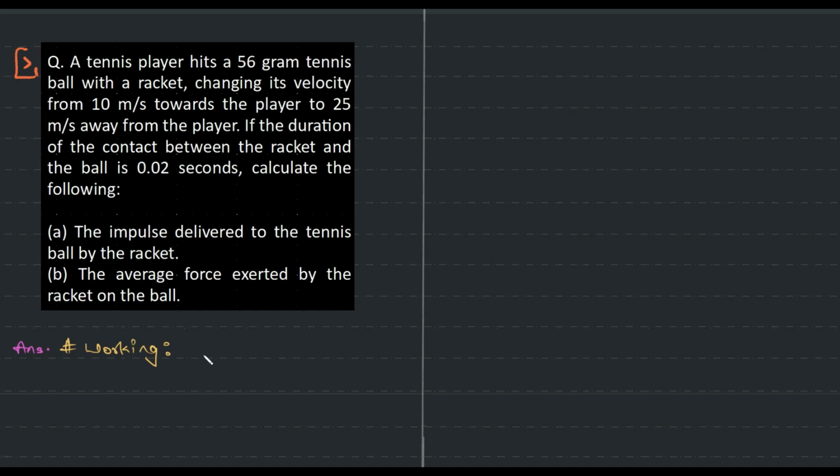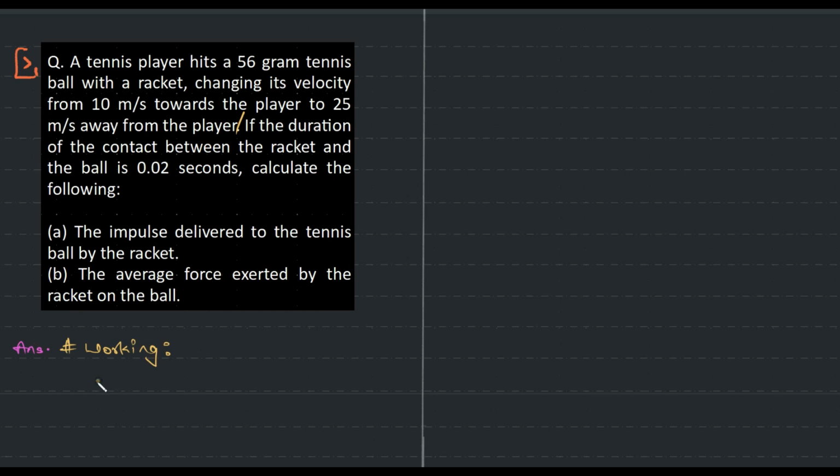A tennis player hits a 36-gram tennis ball with a racket, changing its velocity from 10 meters per second towards the player to 25 meters per second away from the player, from himself or herself. If the duration of contact between the racket and the ball is 0.2 seconds, calculate the following: the impulse delivered to the tennis ball by the racket, and the average force exerted by the racket on the ball.